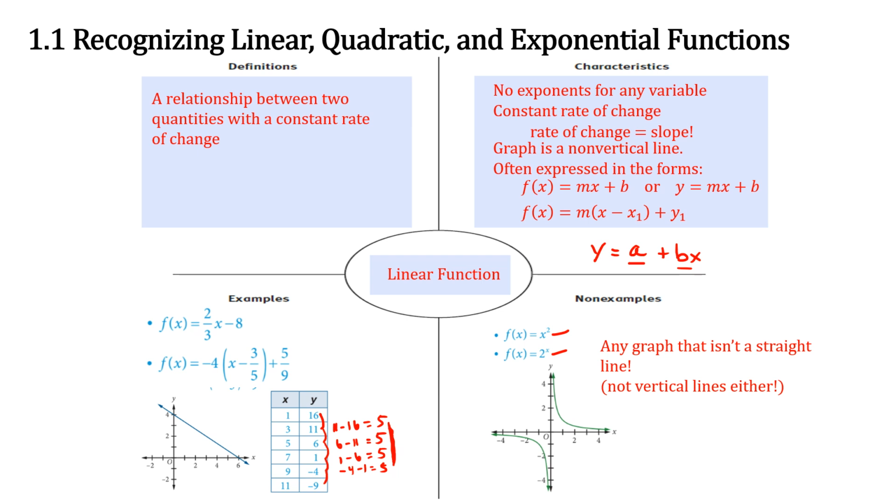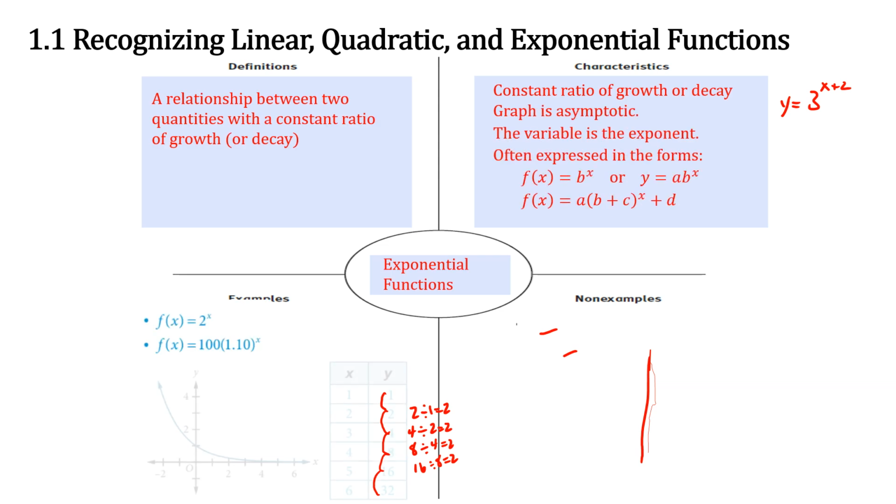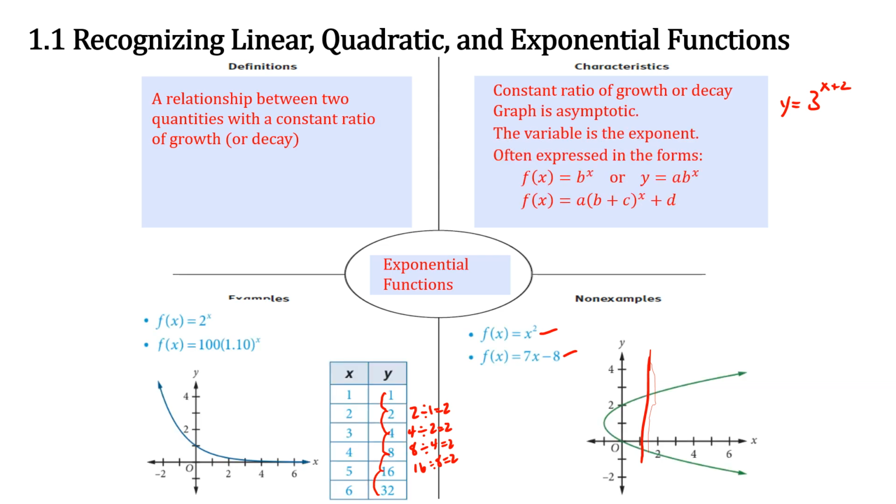Oh, and these all should be negative. I'm sorry, these were all negative 5s. Go down by 5. But that rate of change was constant. Here, it's always being multiplied by 2 in this part right here.